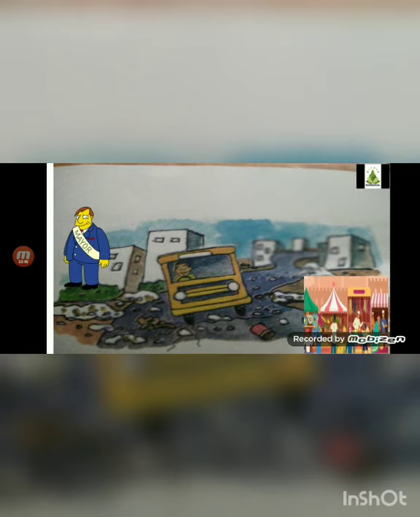So here in this slide you can see the bus driver coming in the street, which is all dirty, garbage lying here and there. So bus driver says, Mrs. Joshi, I'm sorry I can't drive the school bus today. On every road and street there is nothing but litter. It looks like an obstacle race course.